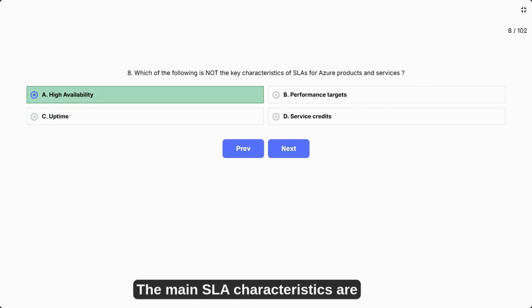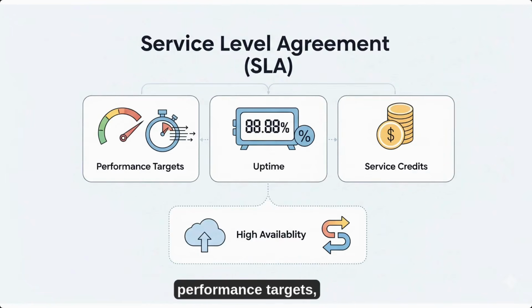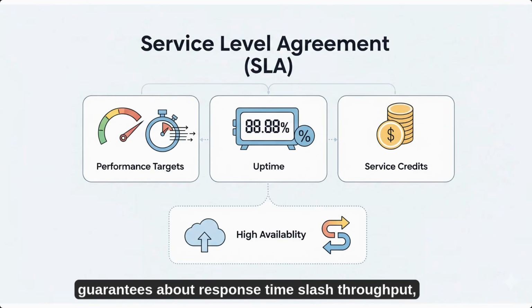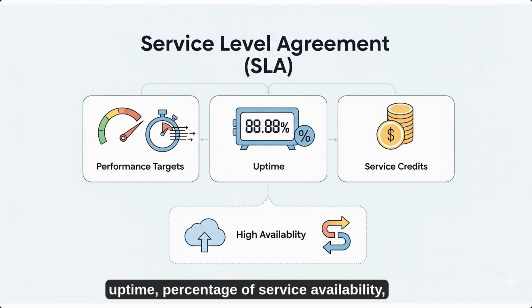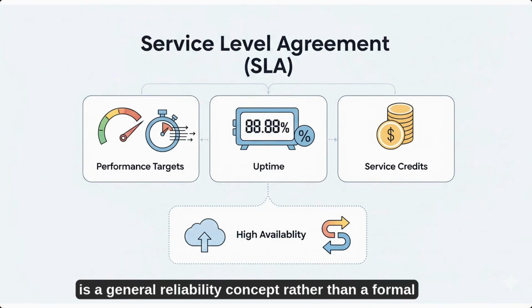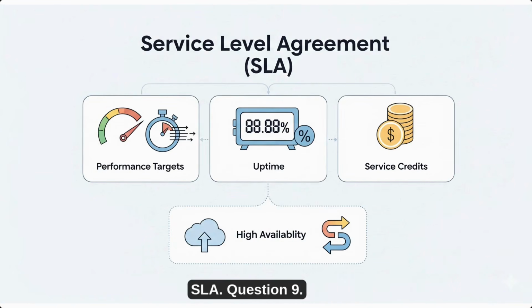The main SLA characteristics are performance targets, guarantees about response time/throughput, uptime, percentage of service availability, service credits, compensation if targets aren't met. High availability, while important, is a general reliability concept rather than a formal SLA feature.